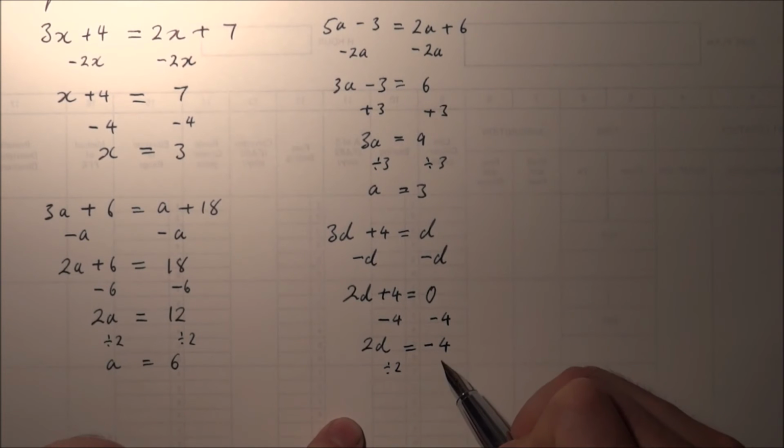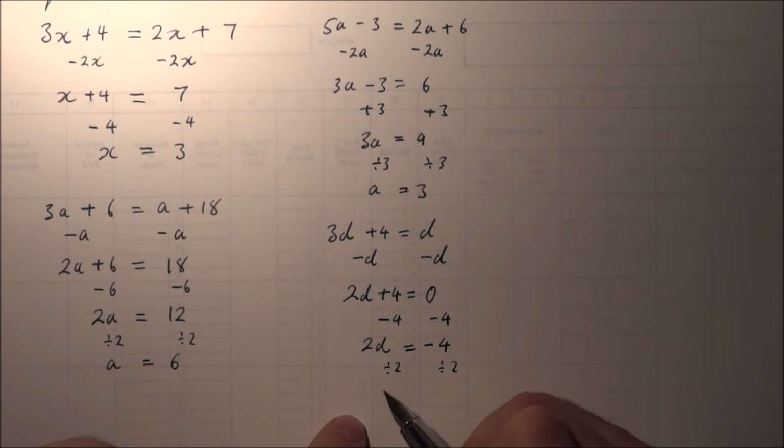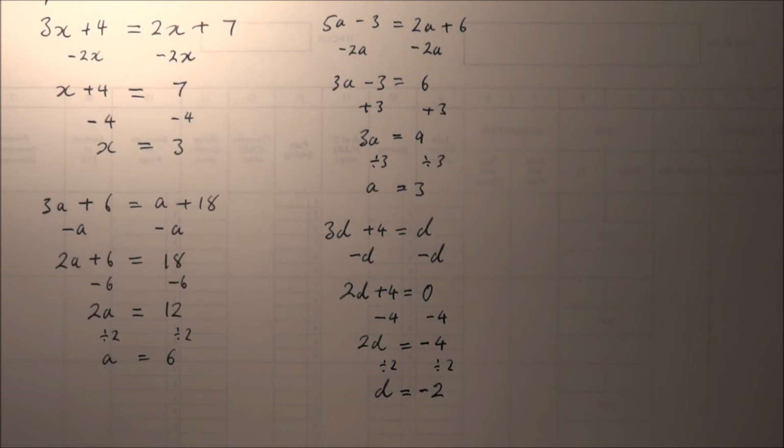Divide by 2, divide by 2. So 2d divided by 2 is d, equals negative 4 divided by 2, which is negative 2.